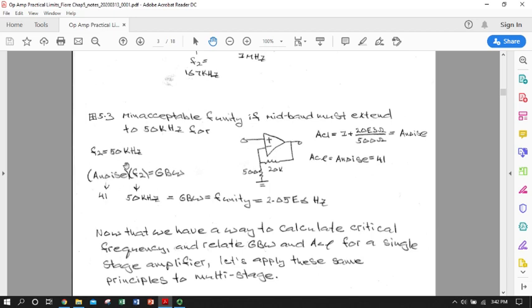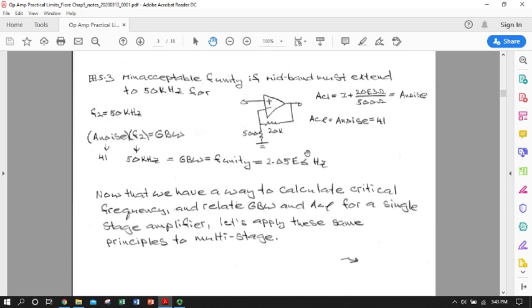So I go back to my formula, which basically conserves bandwidth and A noise. I put in 41 for A noise. I know that I want an F2 of 50 kilohertz, so I can get a gain bandwidth, otherwise known as F unity, of just a little bit over 2 megahertz. 2.05 times 10 to the 6 hertz. So I need something with double the gain bandwidth of a 741. So I would have to go with a different op amp. So that's just an example of how a property that we need for operating the circuit, don't know why somebody needed that, helps us choose the right op amp.